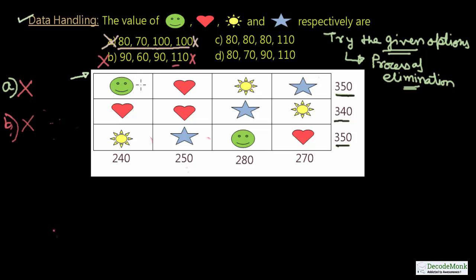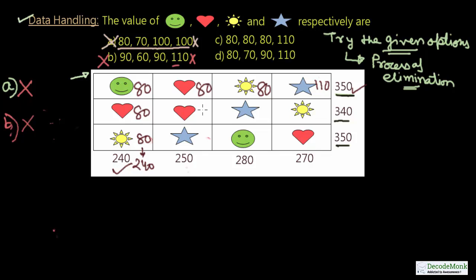Now let us check option number C. Option C given is 80, 80, 80, 110. So 80, 80, 80, 3 eights are 240, 240 plus 110 is 350. Again, this is correct for the first row. Let us carry out calculations for the first column. 80 plus 80 plus the value of sun, which is 80. 3 eights are 24, so this is 240. Okay, this also matches correctly.